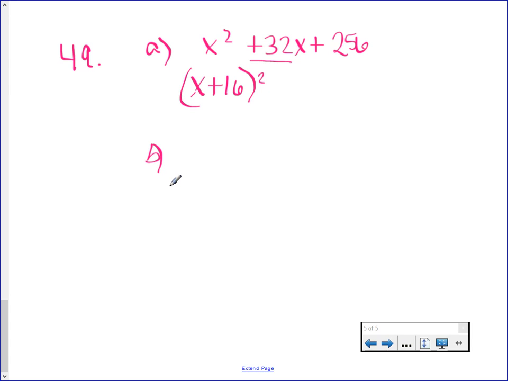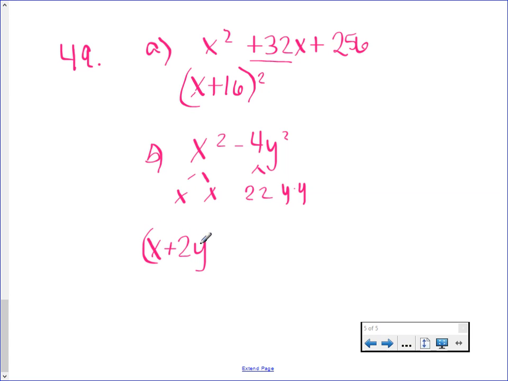B, this is the difference of two squares. You have x squared minus 4y squared. X squared is the same thing as x times x. 4 is the same thing as 2 times 2. And y squared is the same thing as y times y. So since this is the difference of two squares, you're going to say x plus 2y and x minus 2y.